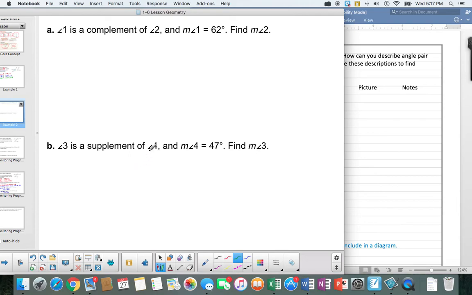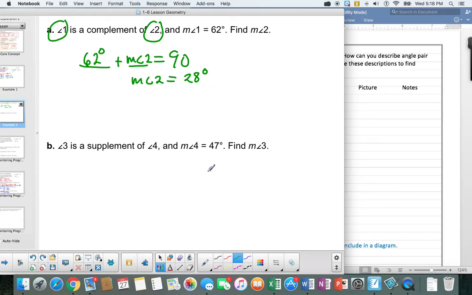All right, so let's take a look at some problems that work with complementary and supplementary. It says that angle 1 is a complement of angle 2, and we know that complementary means adding up to 90. So we know that one of the angles is 62, and we would like to find the other angle, which is the measure of angle 2. And we do a little bit of subtracting, and we're going to get 28 degrees as our answer.